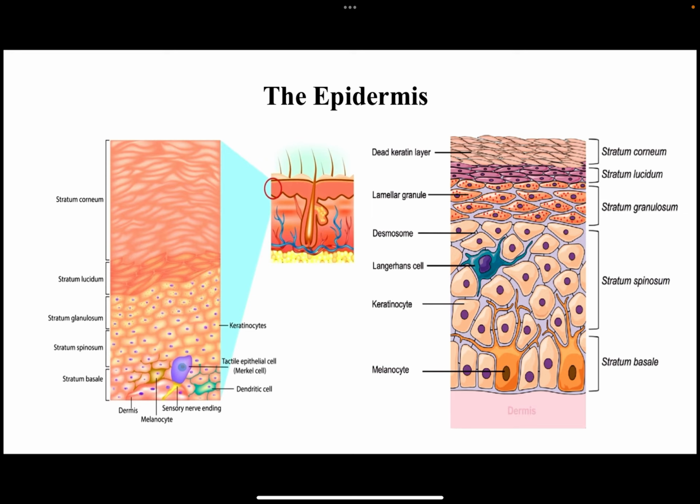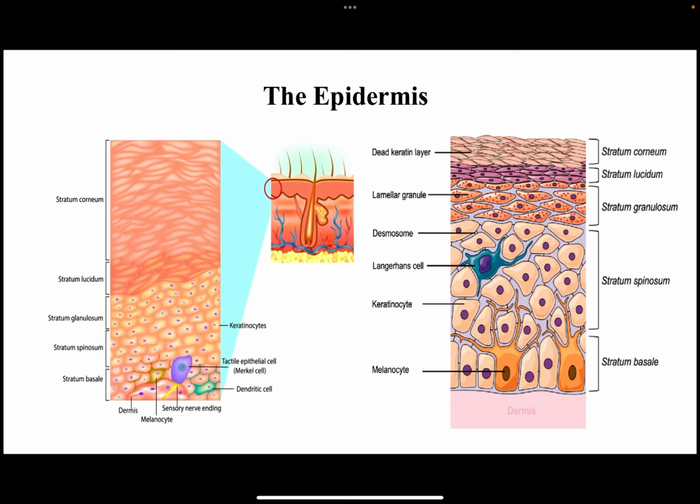We have the tactile epithelial cells. You can see from the other diagram on the left. These tactile epithelial cells are also called the Merkel cells. They are located within the basal layers, mostly the stratum basale. These cells are connected to nerve endings. You can see the sensory nerve ending connected to the tactile epithelial cells. They are also responsible for touch sensation within the epidermis. You get it? Is that okay?